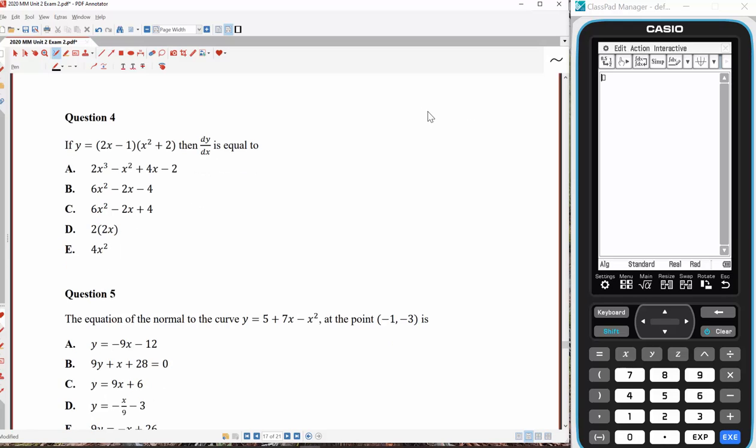All right, this one here, we want to diff this. Might be quicker to chuck this one in the calculator. Expand 2x take 1, x squared plus 2, and differentiate.